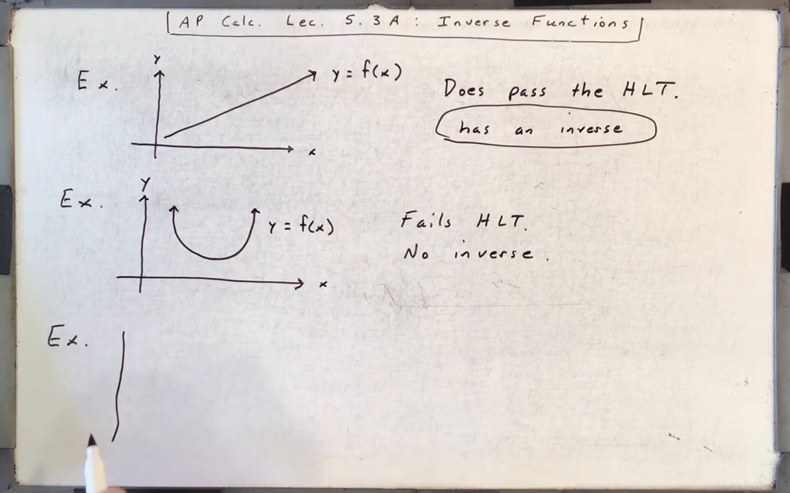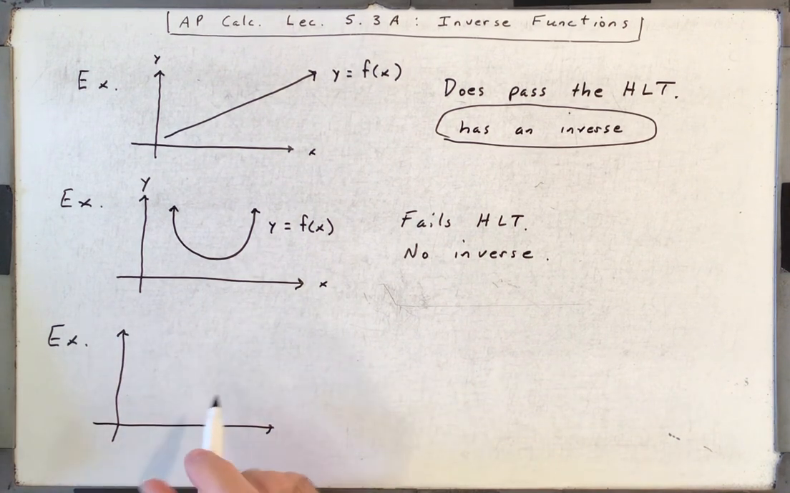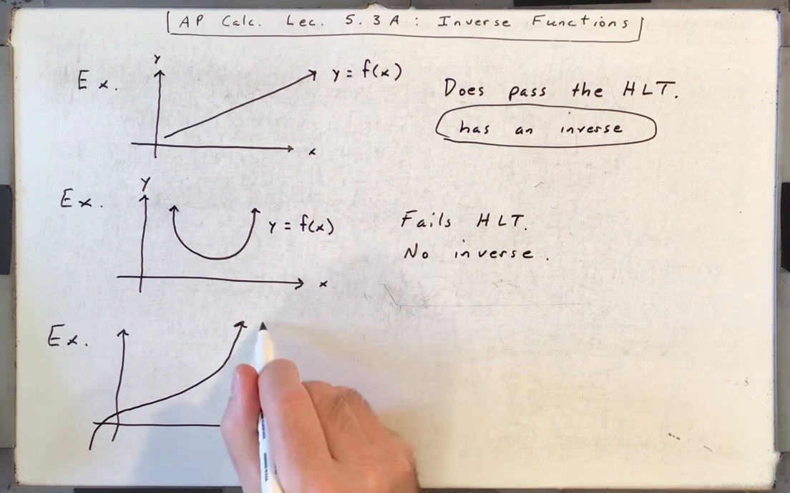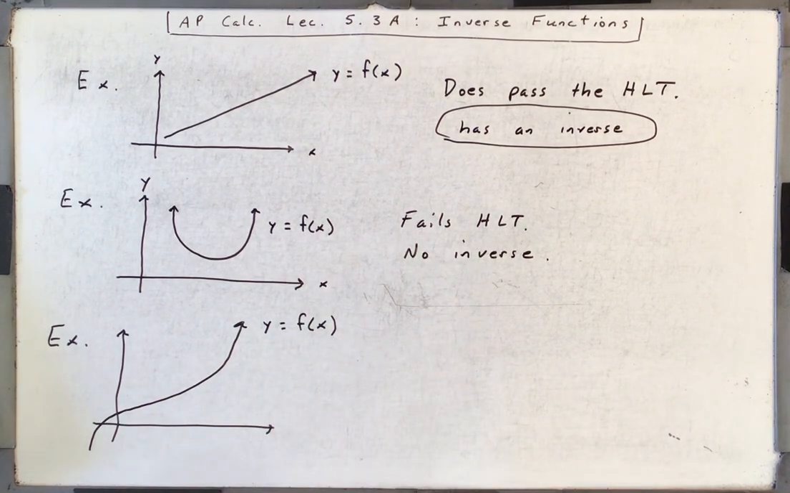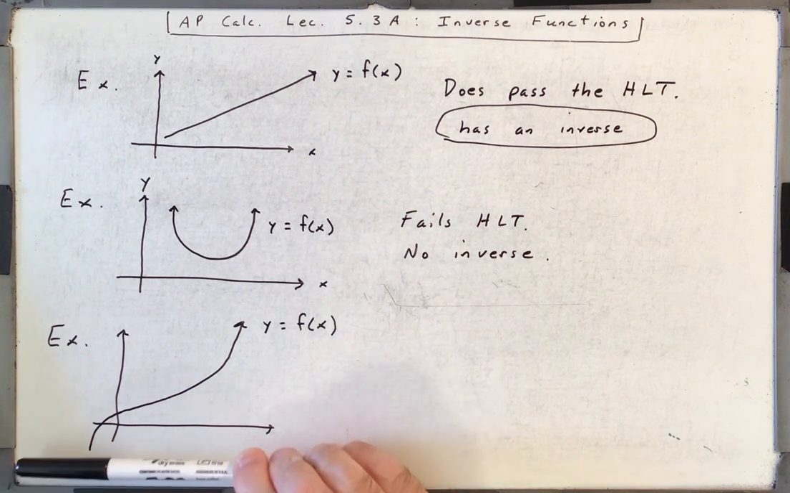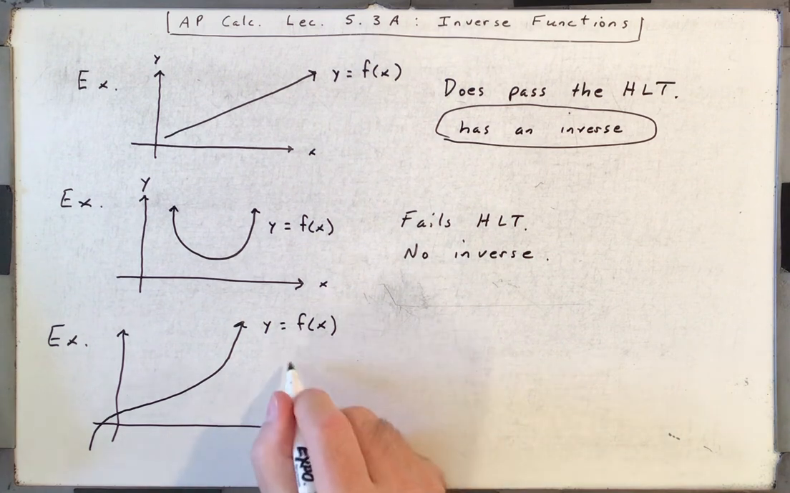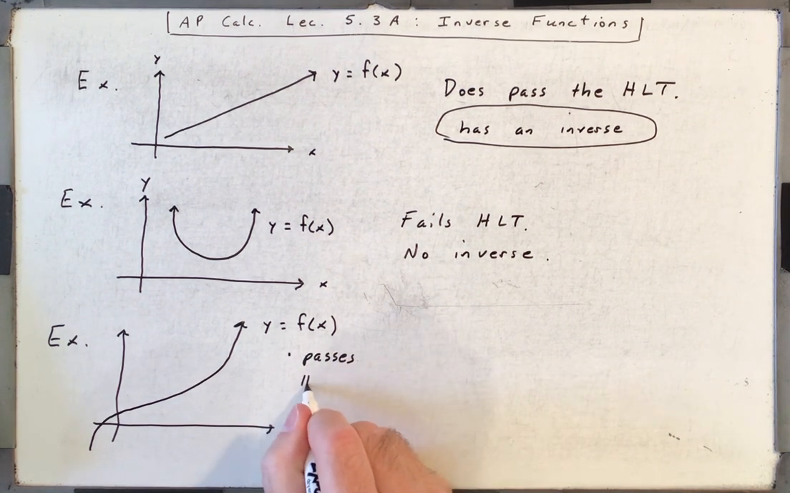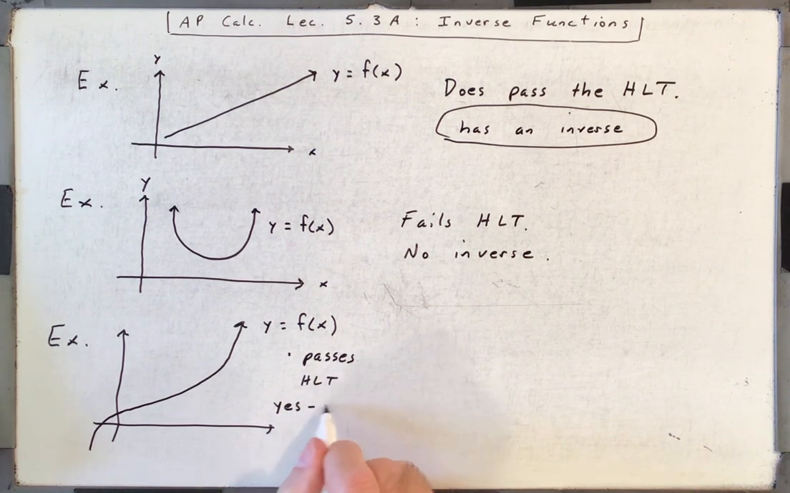All right, let's draw another one. So we're kind of at the bottom of your notes here. Let's say something like this. So it looks kind of like maybe a cubic function. So does that pass the test? Yes, it only pierces in one spot, so passes the horizontal line test. So the answer is yes, has an inverse.